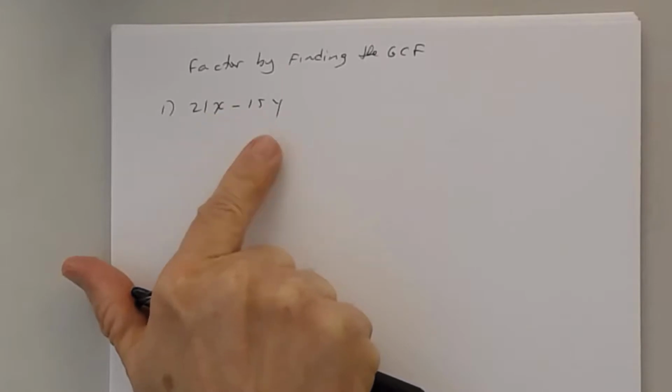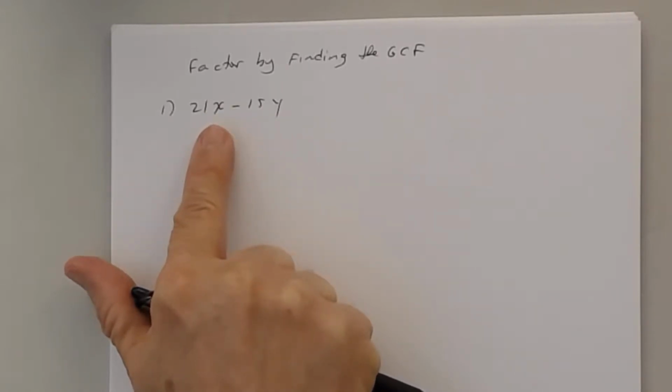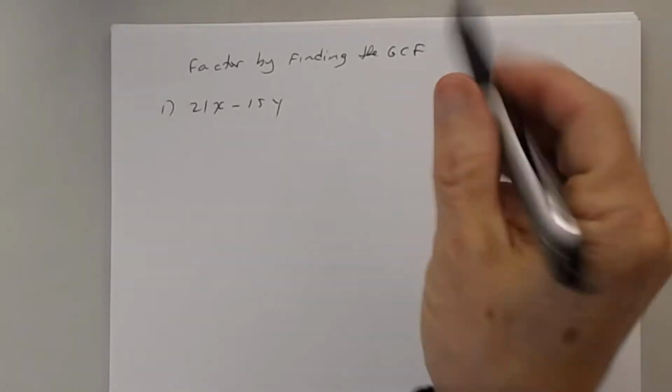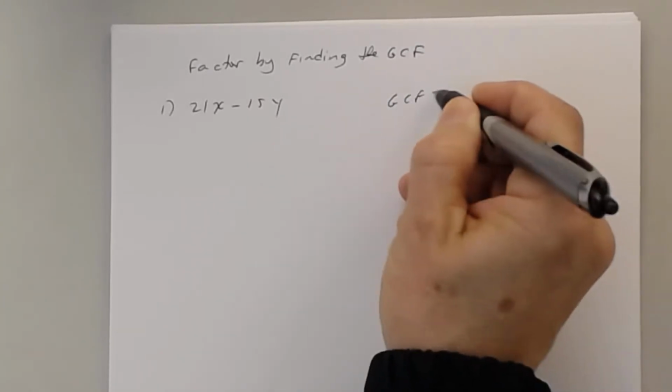Now, in terms of the variables, am I going to have any variable in my GCF? No, because why? Both terms don't have the same variable in common. Okay, good. So the GCF is only what? 3. All right, GCF is 3.